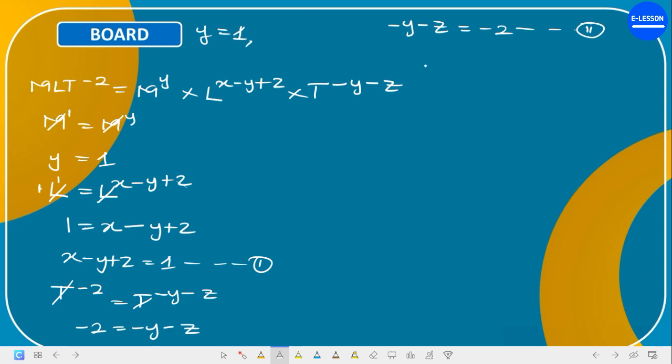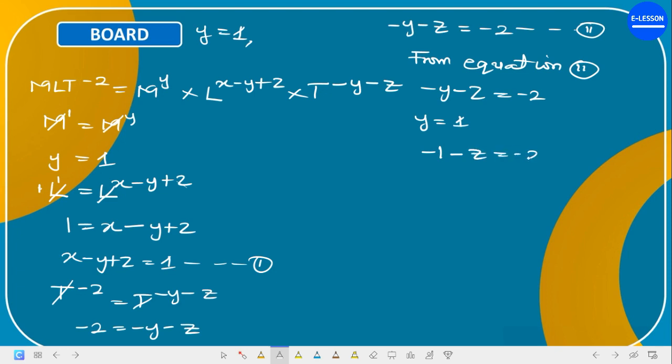Now, from equation 2, can I take it? From equation 2, minus y minus z is equal to minus 2. But you already have your y. Note that y is equal to 1. So in place of y, we can put 1. And this becomes minus 1 minus z is equal to minus 2.